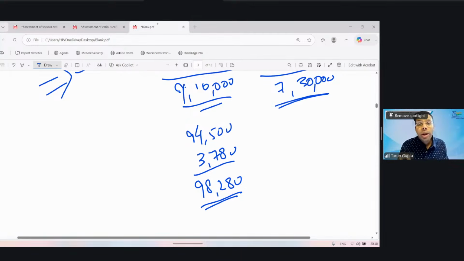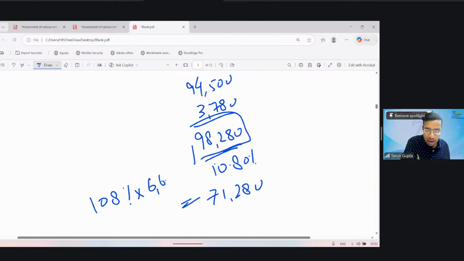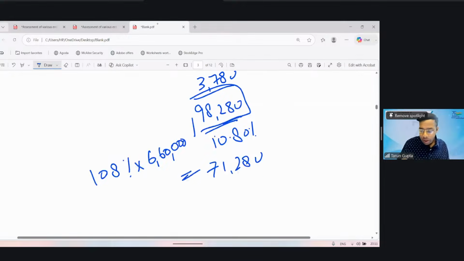For rebate, I need to compute the average rate of tax. How do I compute the average rate of tax? Tax divided by total income. So 98,280 divided by 9,10,000 comes to 10.80%. This is my average rate of tax. I'll apply this average rate of tax on share income from AOP, which is 6,60,000. So 71,280. How do I compute 71,280? 10.8% of 6,60,000 being the share in the AOP. Right? So I'll be allowed a rebate of 71,280.